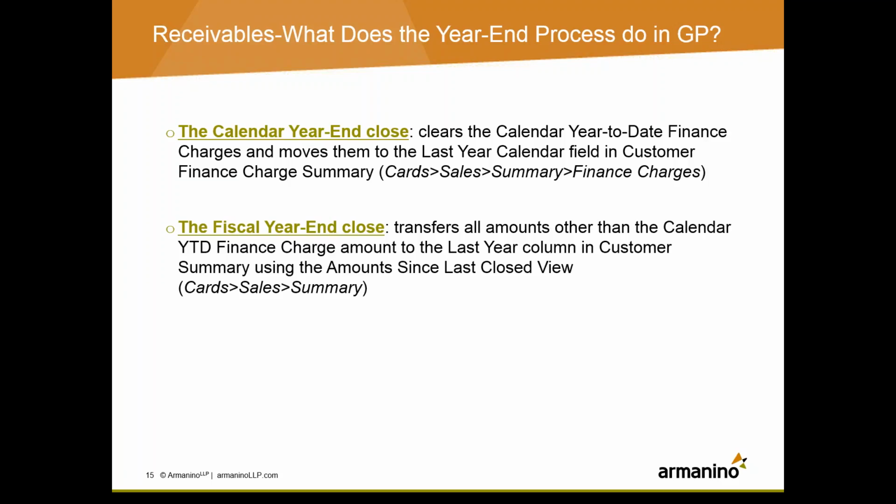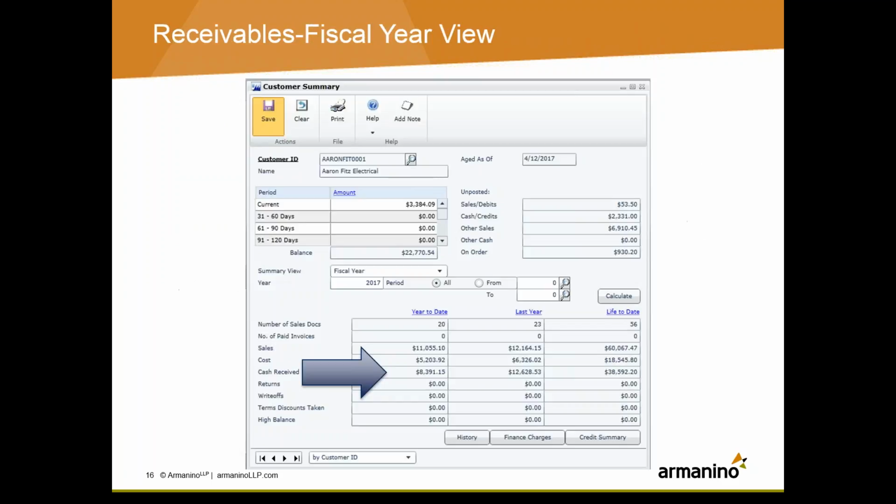If this isn't something that you use for your reporting, that's why we say it's an optional close as well. And you'll see in the next window which window it is exactly. So this is your fiscal year view. Under summary, you have a couple of options. You have fiscal years, amount since last close, and calendar years. And you'll see that everything in your year-to-date will transfer over to the next column. So these are the only things that update.